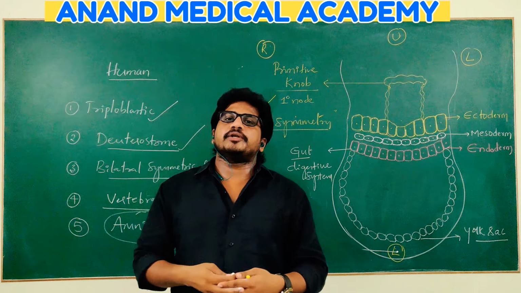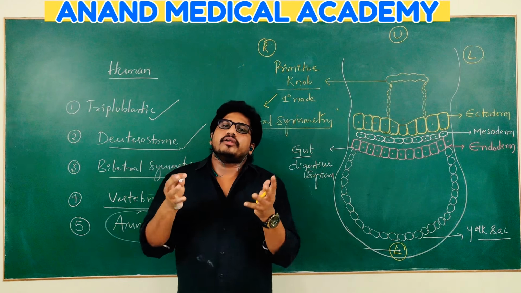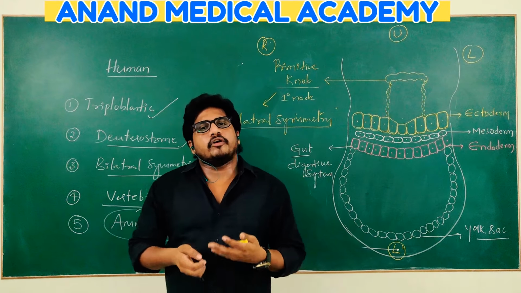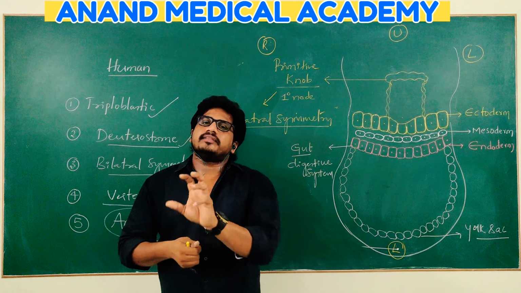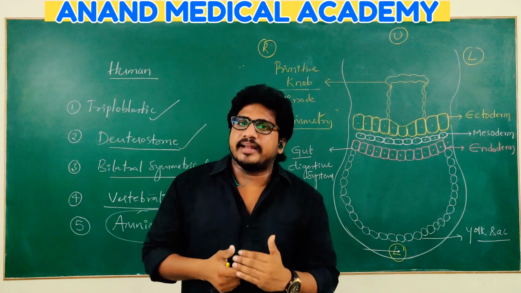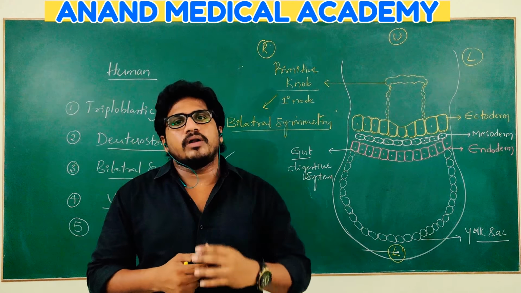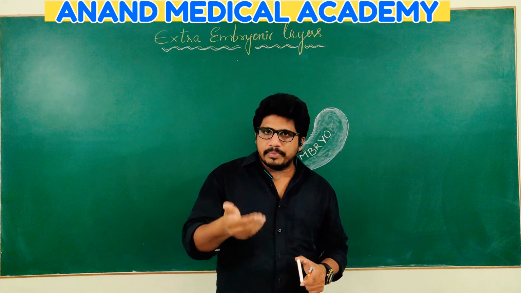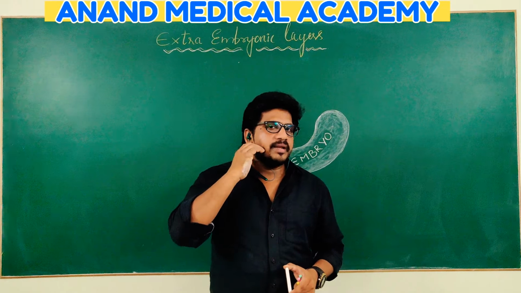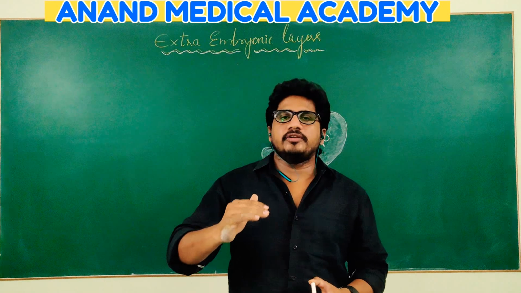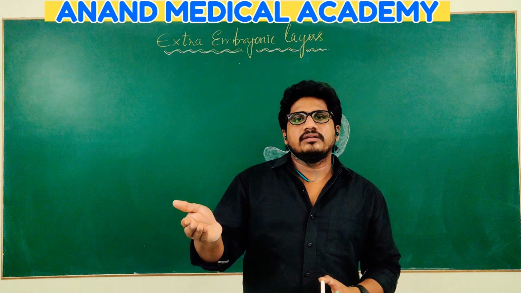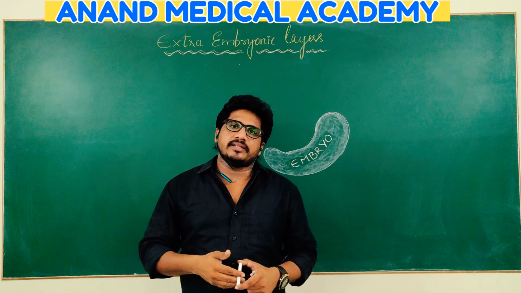So now I am taking up the part on extra-embryonic layers. How many extra-embryonic layers are present, where they exist, from where they are derived, and what is each individual role. Once the embryogenesis begins, around the embryo some layers are formed. They are absolutely extra to the embryo, so they are called extra-embryonic membranes.